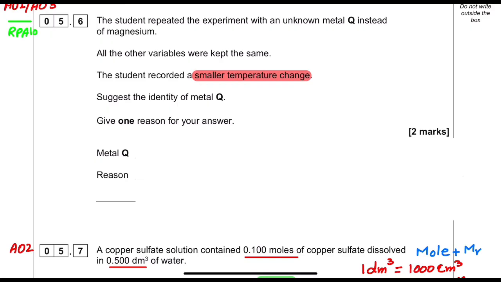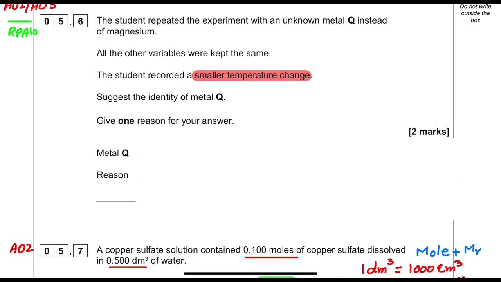From our reactivity series table, we can use any other metal which is less reactive than magnesium. We can take aluminium, iron, or zinc as an example, and the reason is metal Q is less reactive than magnesium. Therefore, metal Q is lower in the reactivity series.